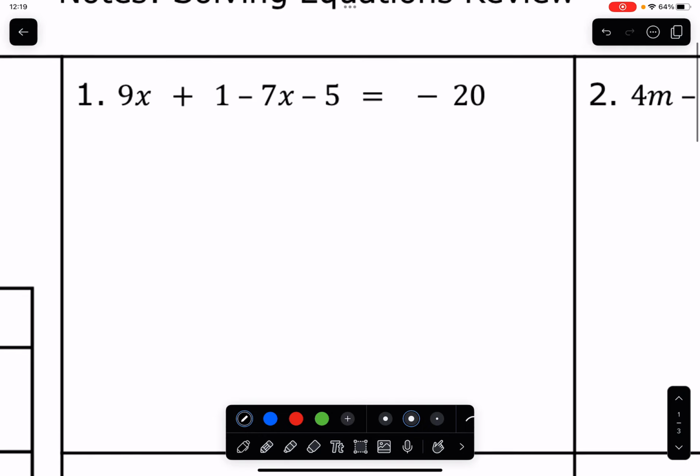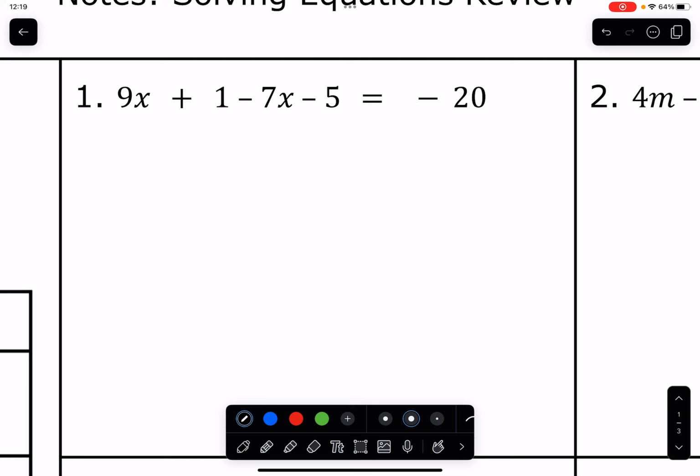In order to solve a linear equation, we want to separate our equation into two sides, the left side and the right side. And what we want to do is have our variables on the left side and our numbers or constants on the right side. So constants on the right, variables on the left.